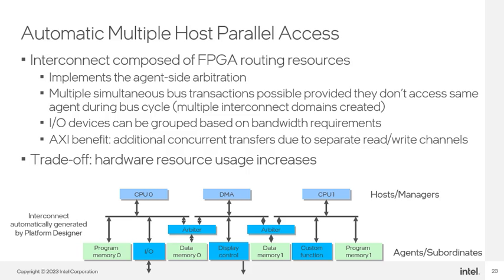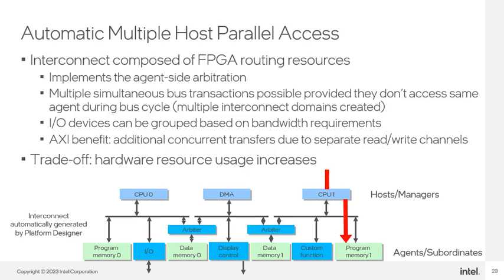When it comes to host and agent interfaces, Platform Designer supports simultaneous multiple host parallel access. This allows multiple hosts to transfer data simultaneously. Unlike traditional host-side arbitration architectures, in which each host must wait until it is granted access to the shared bus, multiple memory-mapped host interfaces can simultaneously perform transfers with independent agents. Arbitration logic stalls a host only when multiple hosts attempt to access the same agent during the same cycle.